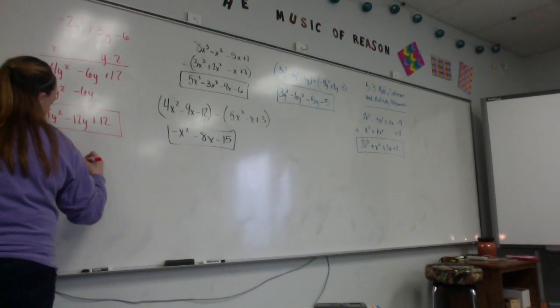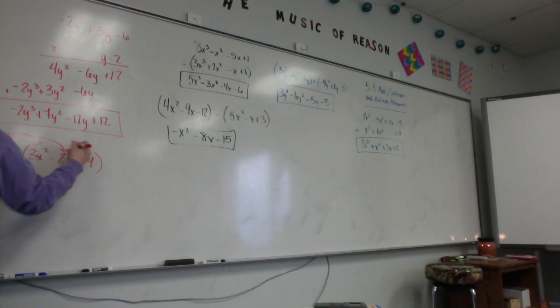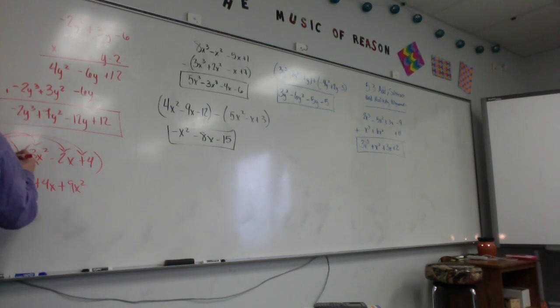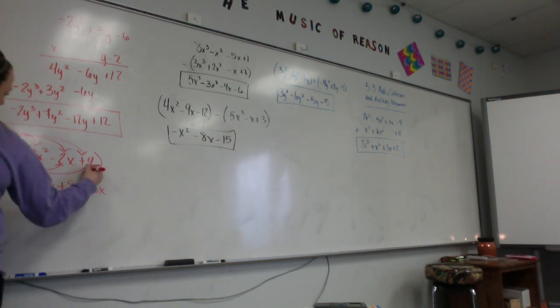Okay, let's multiply this horizontally. When I multiply horizontally, what am I going to do? Start distributing. What's x times 3x squared? 3x cubed. What's x times negative 2x? Negative 2x squared. What's x times 4? 4x. What is 3 times 3x squared? 9x squared. What's 3 times negative 2x? Negative 6x.